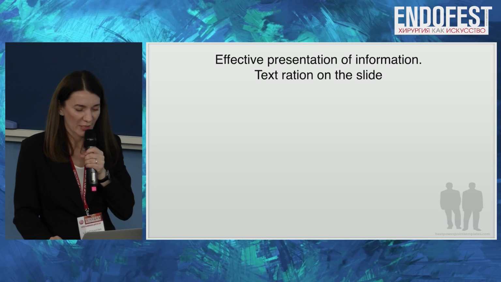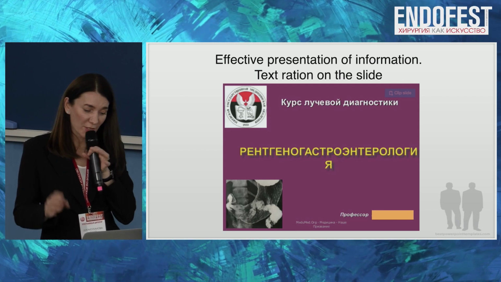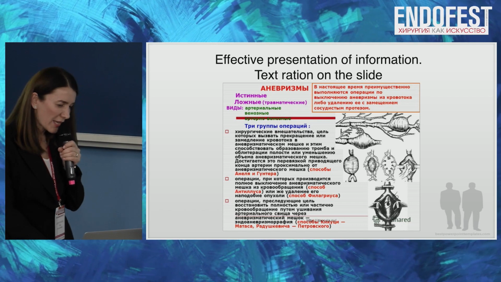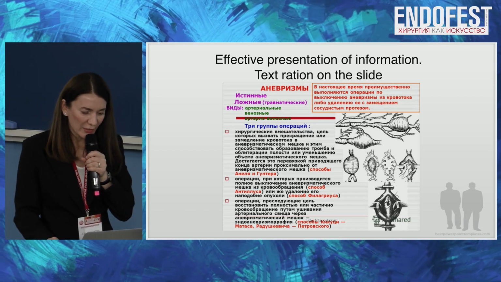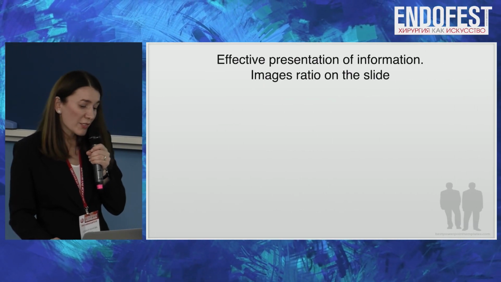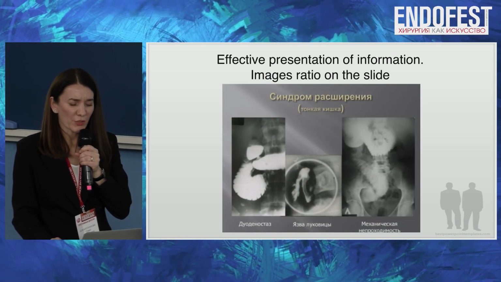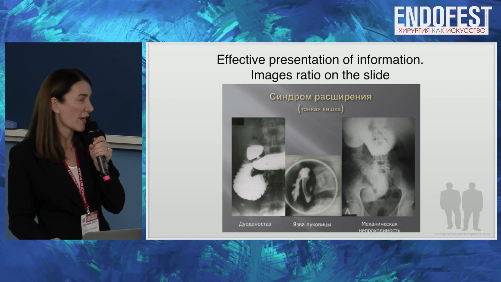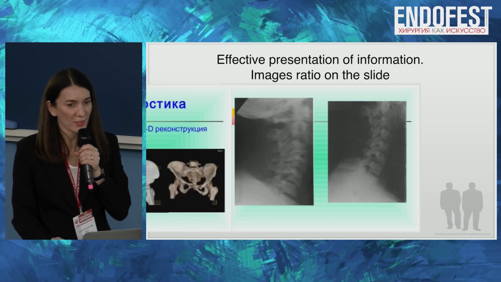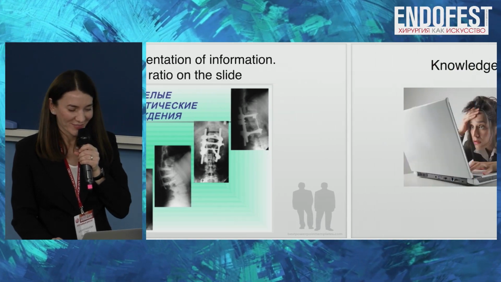So the text ratio on the slide is an important thing too. So do not do like this. If you have words, they should be on one line, not like here. Or here we can see a lot of text in the different boxes. It's really hard to understand for visual perception. And the image ratio on the slide is an important thing too. So a person better perceives images of the same size, more or less symmetrical, not like this, or like this, or like this, or like this one.